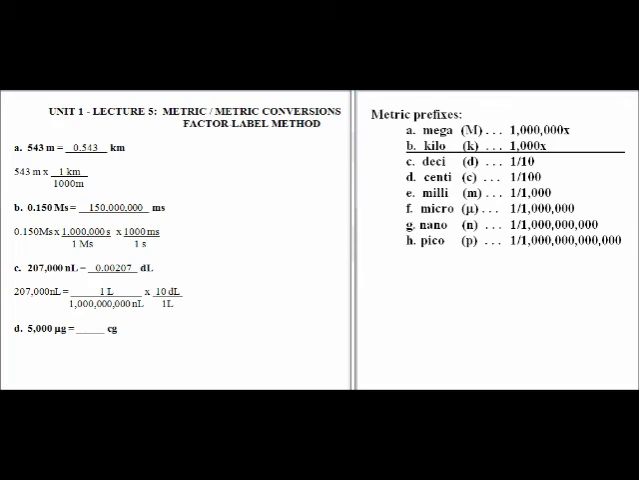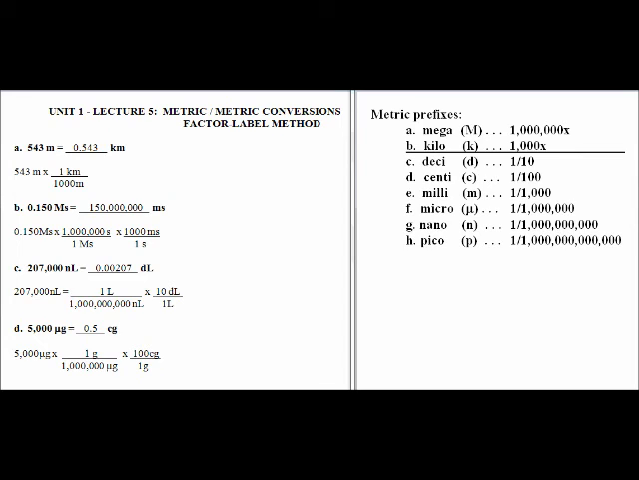Our second conversion will be converting from grams to centigrams. Therefore, 1 gram will be in the denominator, and the numerator will be centigram, which is 1/100th. Therefore, it'll be 100 centigrams. Solving this problem, we have 5,000 micrograms divided by 1 million micrograms times 100 centigrams gives us our answer. The grams cancel out, and the micrograms cancel out. 5,000 micrograms is equal to 0.5 centigrams.